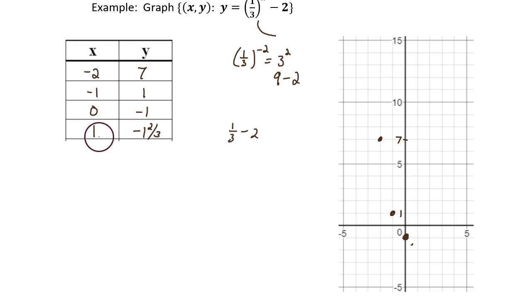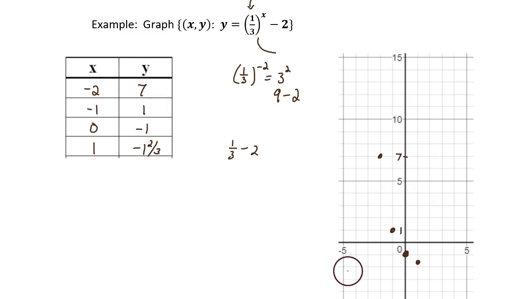And then we have 1, -1 and 2/3. So over 1, down 1, and an extra 2/3. From these dots, we can probably draw the shape. But you know how it levels off along an asymptote line? This time, the asymptote line is not the x-axis. I mean, we can see that there are dots that are under the x-axis.